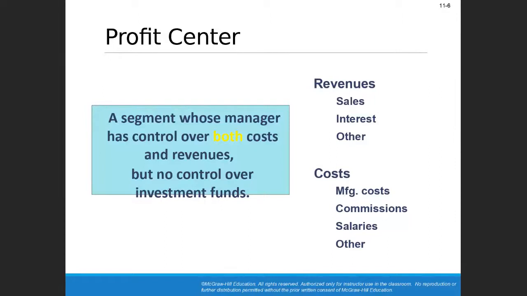A profit center can make profits, right? So they can control revenues and costs. So think of something like an individual store, and so the store manager can control the sales, and they can also control the costs within the store, right? So they don't have much control over the investments, though, right?